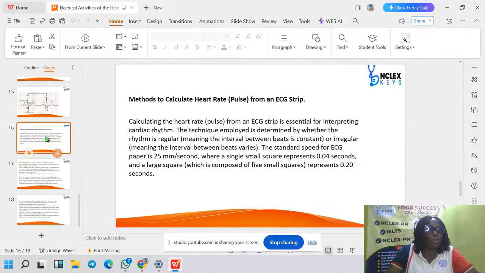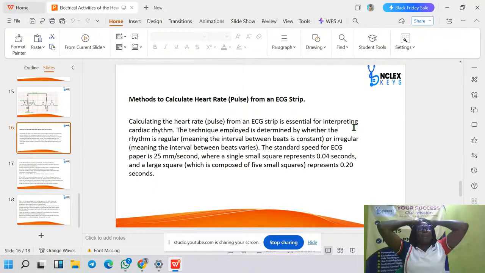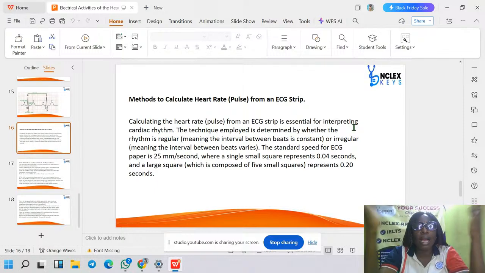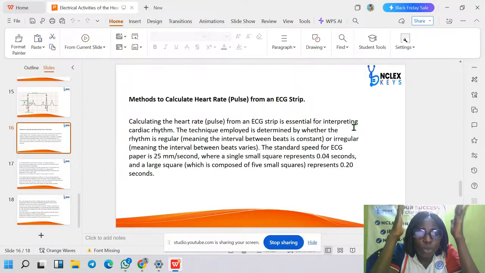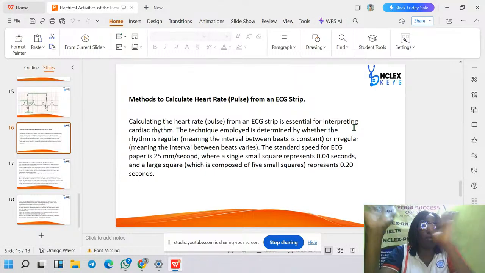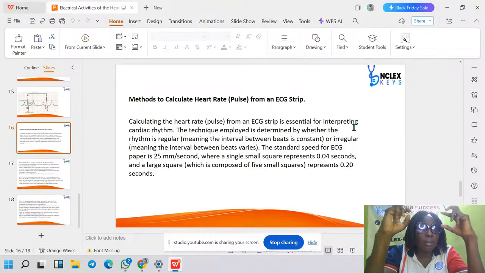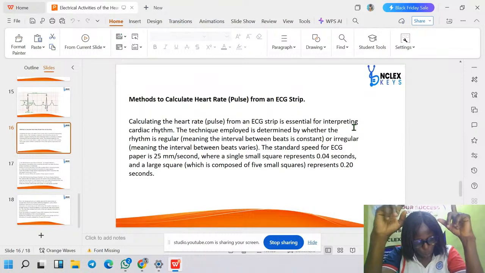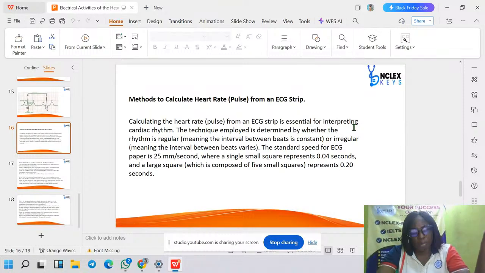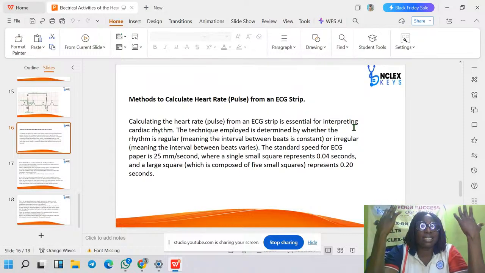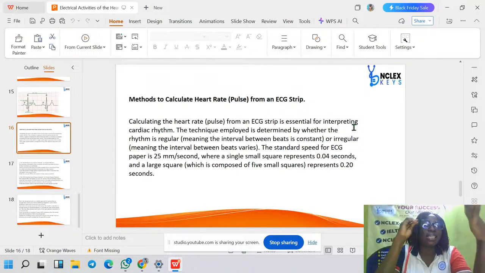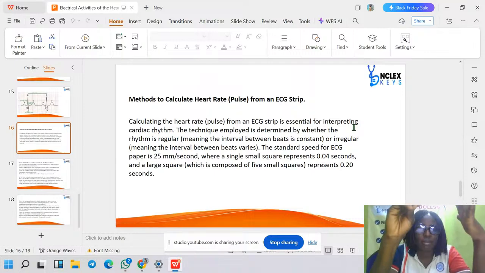You remember what I mean by 6-second strip? For example, you're given an ECG strip and you don't have a pulse. Count the number of big boxes. Once you get to 30, leave the remaining behind. I'm talking about how to use the R to R method. Once you have that strip, the first thing you do is count the number of boxes there.